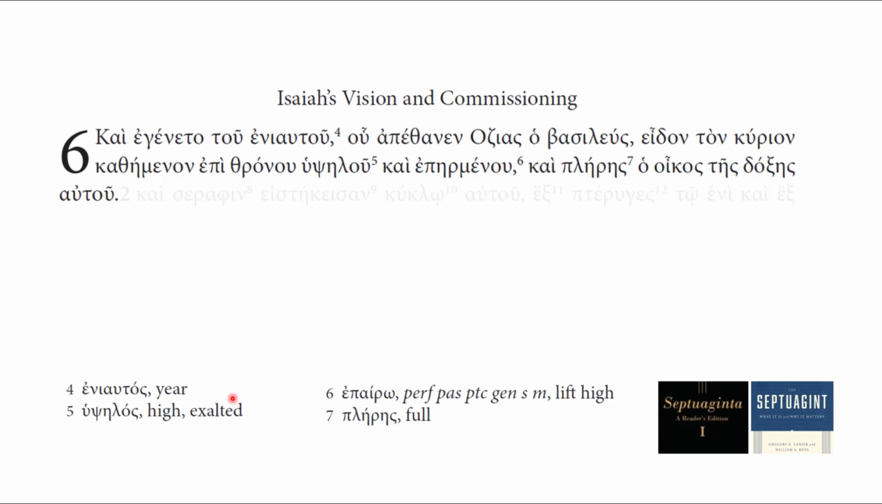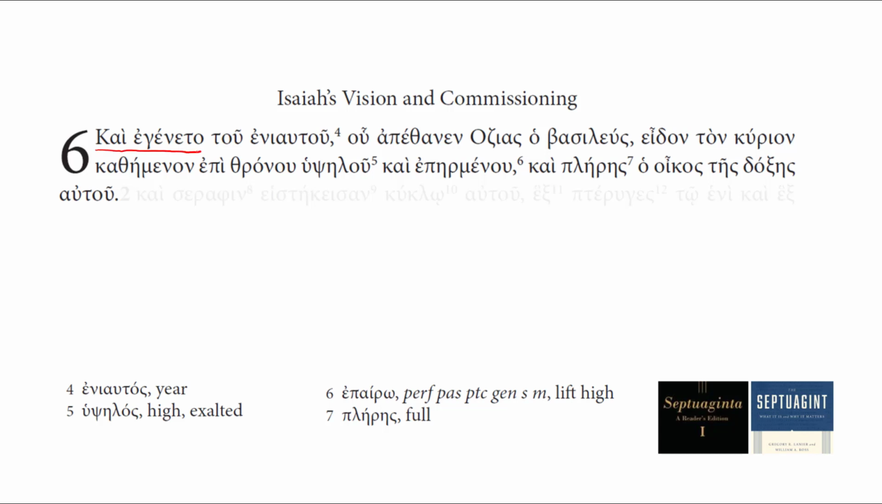So, with that, let's read verse 1 of Isaiah chapter 6 in Greek. Kai egeneto tō eniautō hou apethanen Ozias ho basileus, eidon ton kyrion kathēmenon epi thronou hypsēlou kai epērmenou, kai plērēs ho oikos tēs doxēs autou. We could translate this verse as follows.